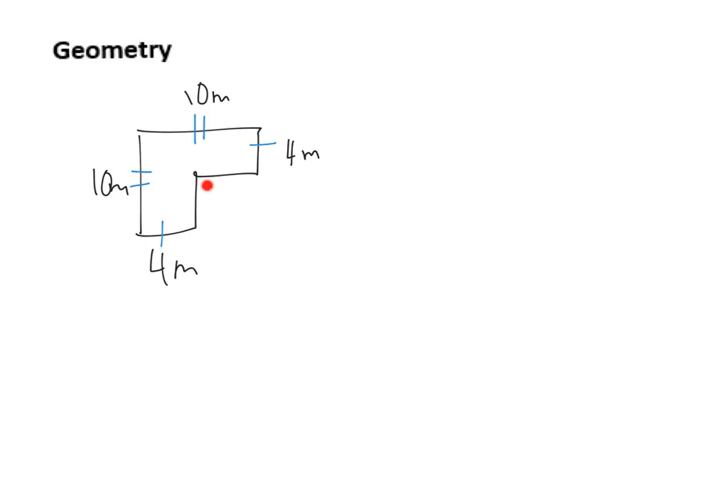And to find this line here, you would simply do 10 minus 4 equals 6 meters. And we know that because this whole side here from here to here is 10. This part here is 4. So to find this missing section here, you would do 10 minus 4. And to do this line, this missing line here, you would do the same thing.